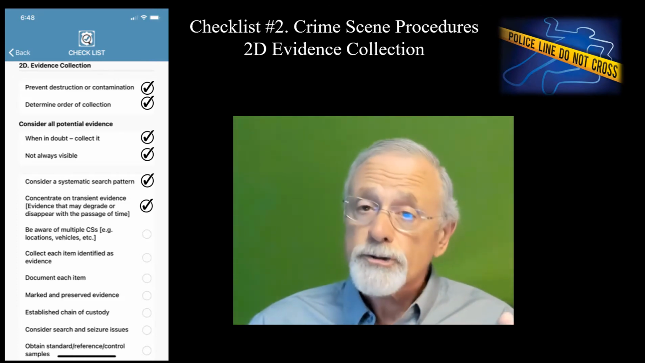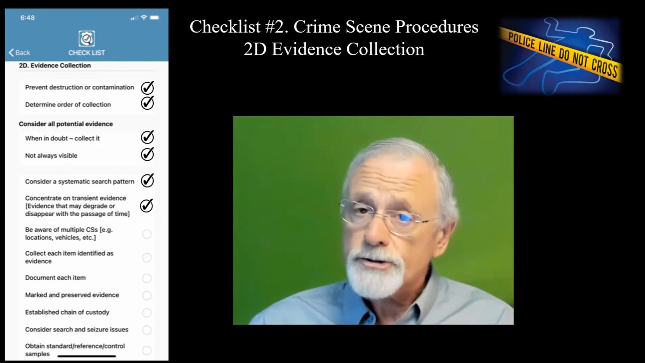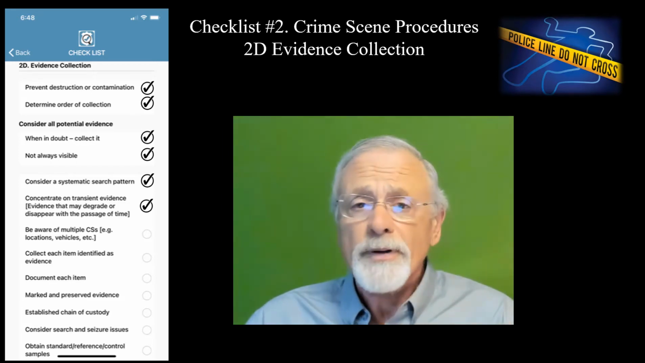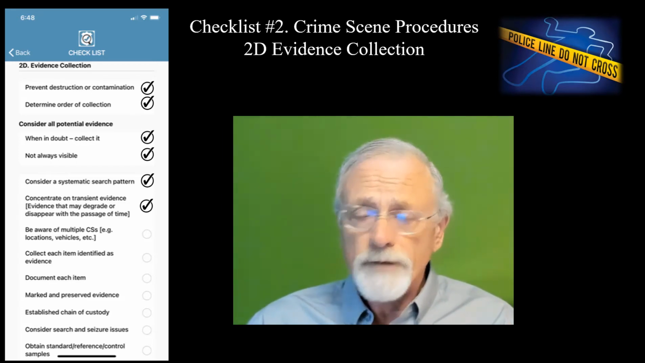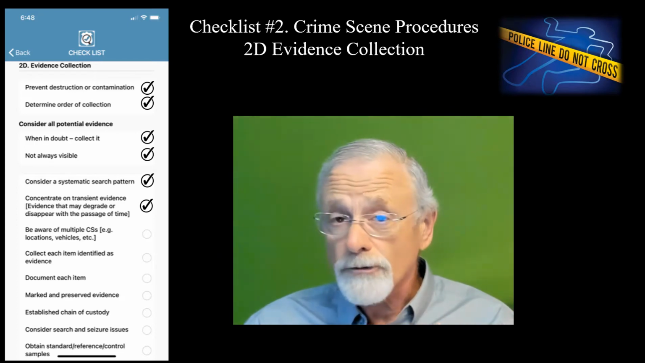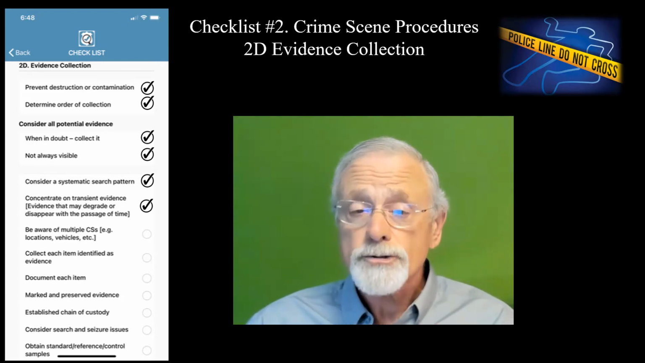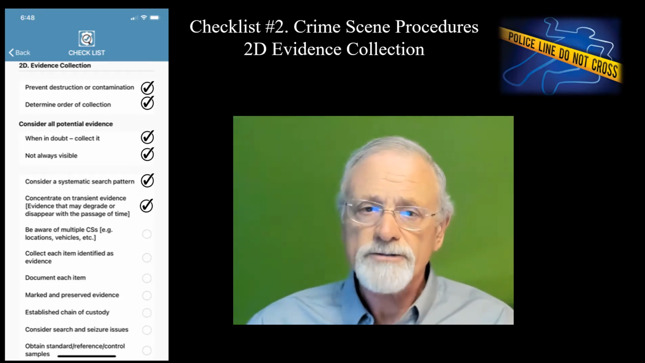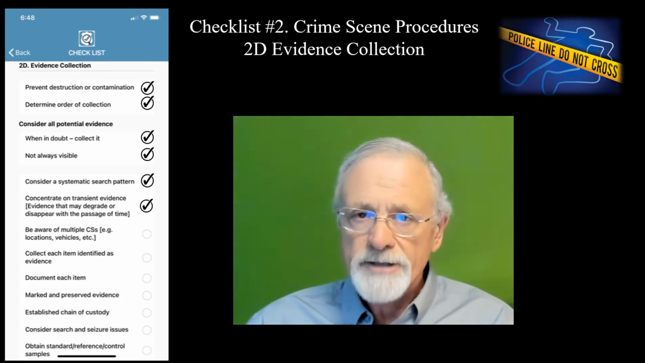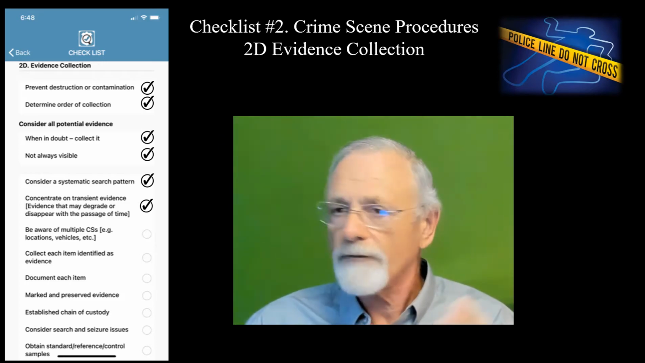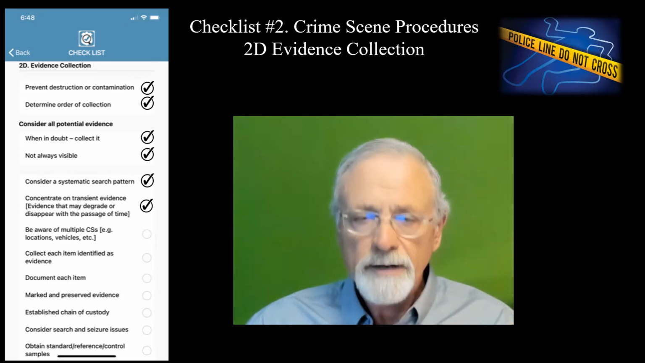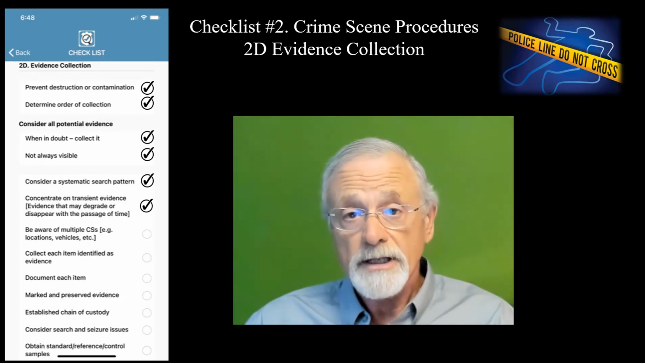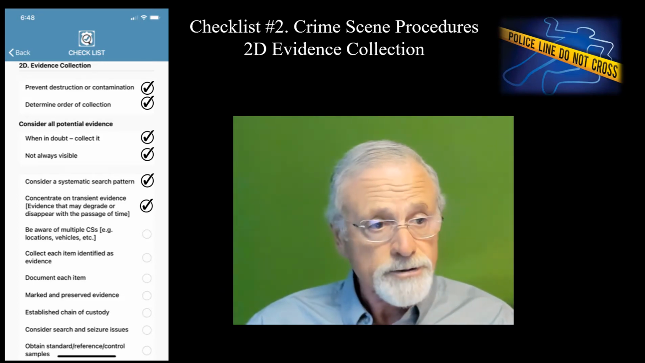Next one, concentrate on transient evidence. What's transient evidence? Any evidence that may be degraded or disappear through the passage of time. If your crime scene is outside and it's about to rain or it is raining, it could be destroying evidence that you need to capture right away. Photograph things right away if through the passage of time they're going to change for whatever reason it might be. So think about any evidence that we call transient evidence that needs to be taken care of first.